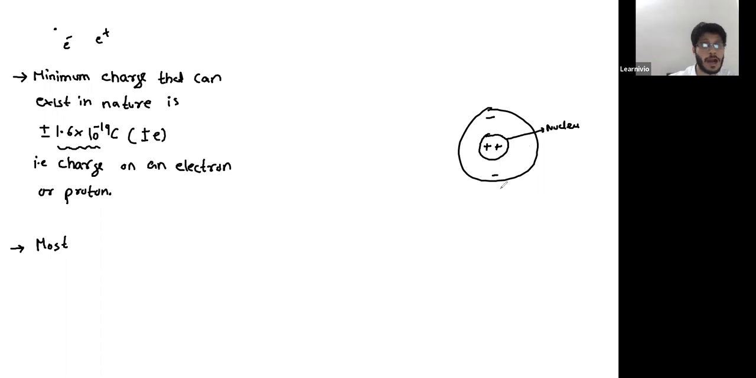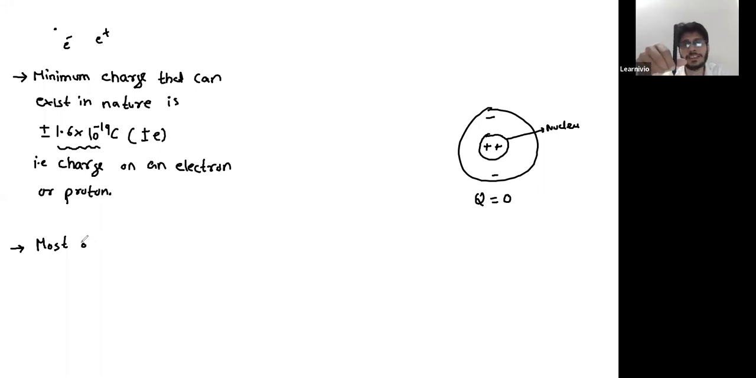Yes. Neutral means a system has an equal amount of positive and negative charge. So this atom has an equal amount of positive and negative charge. So you can say this is neutral, right? Yes, sir. So this atom is neutral. The net charge on the atom is 0.